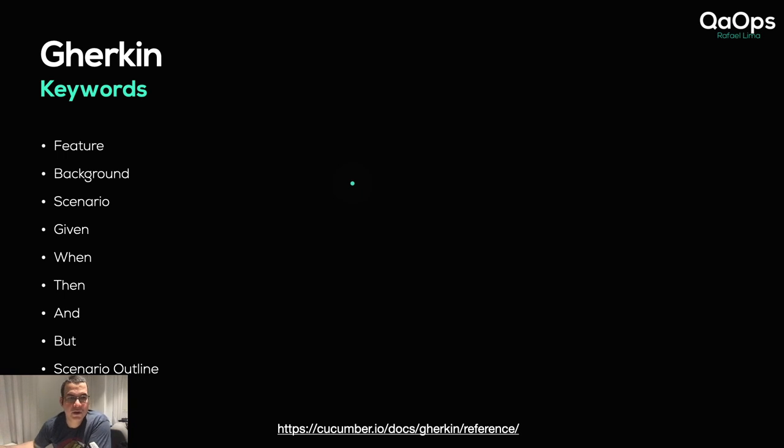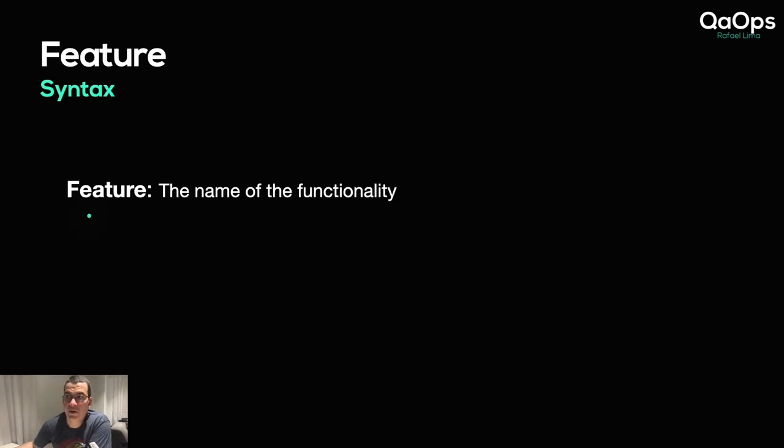And in Gherkin, you need to have keywords, right? So it identifies your scenarios based on keywords, and you can find the reference down here. Those are all the keywords necessary for you to create your scenarios. And I'm going to go over all of these keywords. So the first thing is a feature, right?